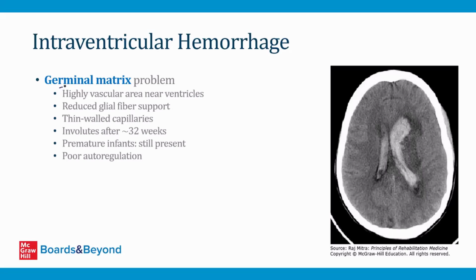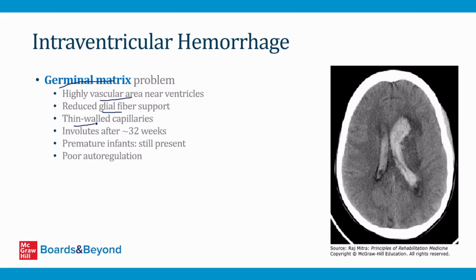The reason that premature babies are vulnerable to this type of intracranial bleeding is because of problems related to the germinal matrix. So the germinal matrix is a highly vascular area that's found right near the lateral ventricles, and it has reduced glial fiber support. So what do I mean by this? So glial cells in the brain produce fibers that support blood vessels, but there's less of that for these blood vessels in the germinal matrix right near the ventricles. So as a result, the capillaries are very thin-walled.